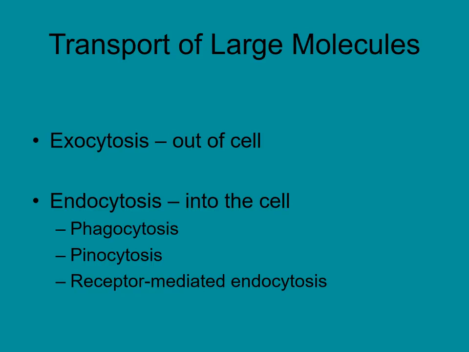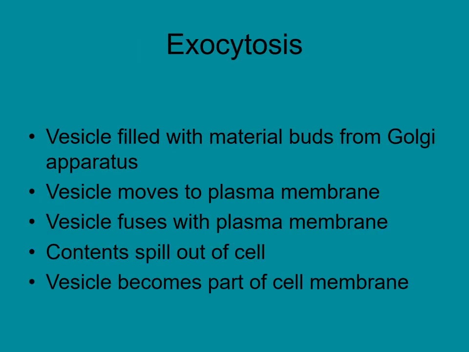Well, this is all great for moving small things, but how do you move large things? Exocytosis, once again, use your vocabulary to help you. Exo means out, cyto means cell, endo means in. So exocytosis, you're moving substances out of the cell. Endocytosis, you're moving into the cell, and there's 3 different types of that: phagocytosis, pinocytosis, and receptor-mediated endocytosis.